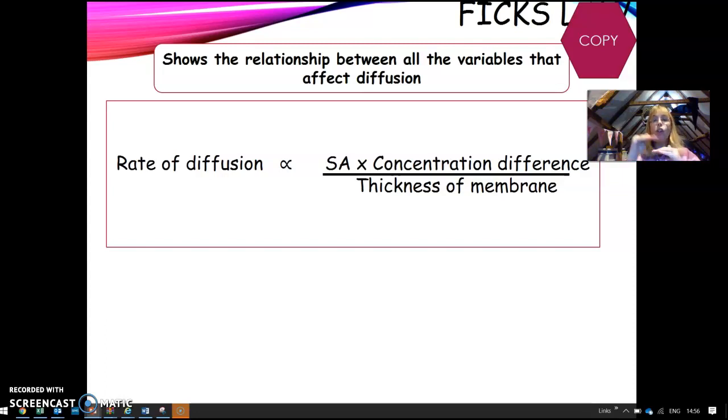So if anything on the numerator increases, the rate of diffusion increases. If anything on the denominator at the bottom increases, the rate of the diffusion decreases. So take a moment and copy this down, and then we are going to apply this.